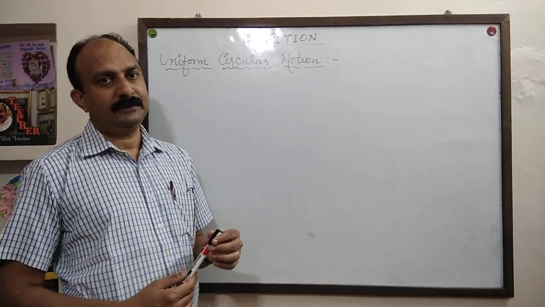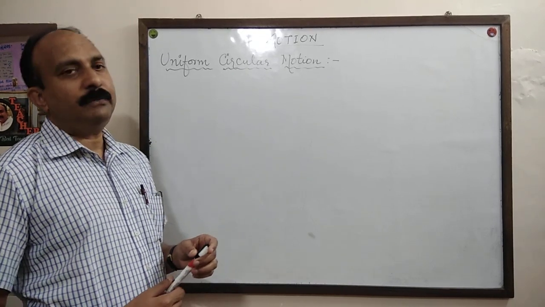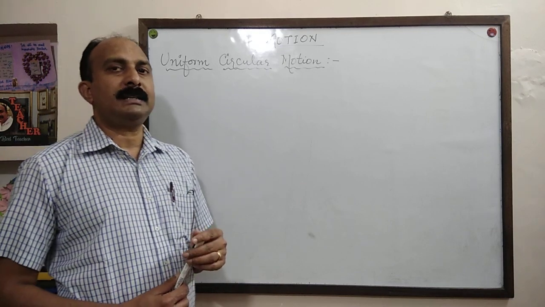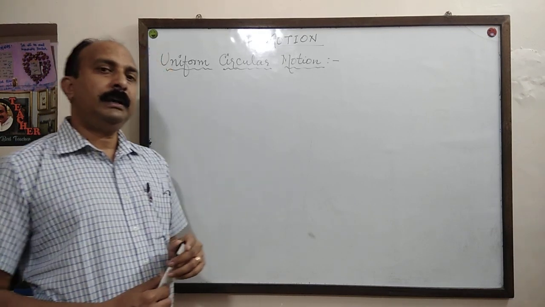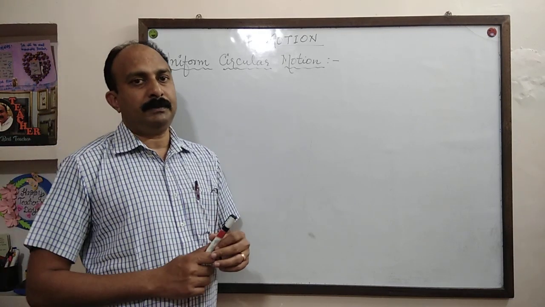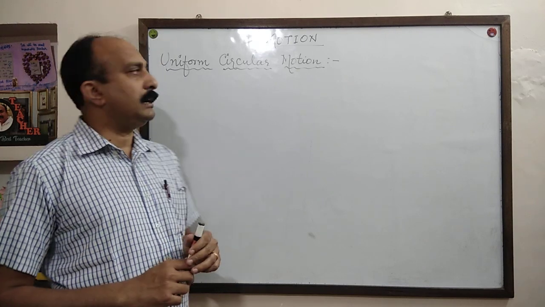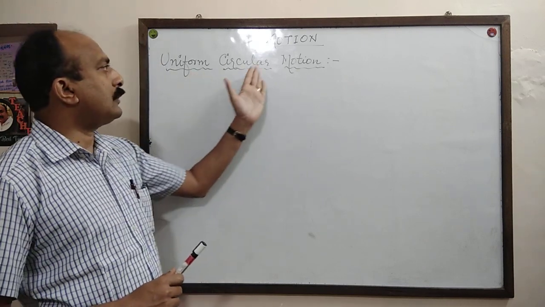Hello students, I am continuing with the chapter Motion of class 9 science, and today we are into the last topic of this chapter, and the last topic of the chapter is uniform circular motion.